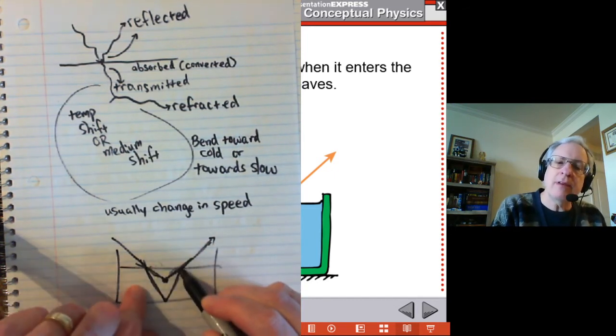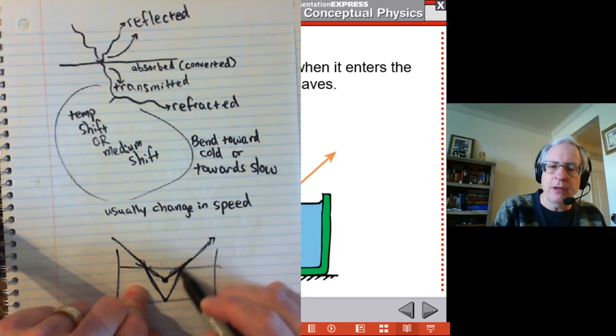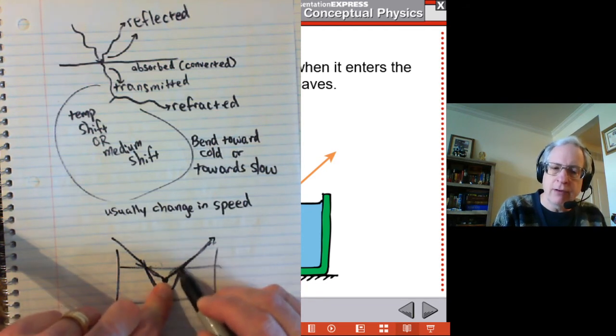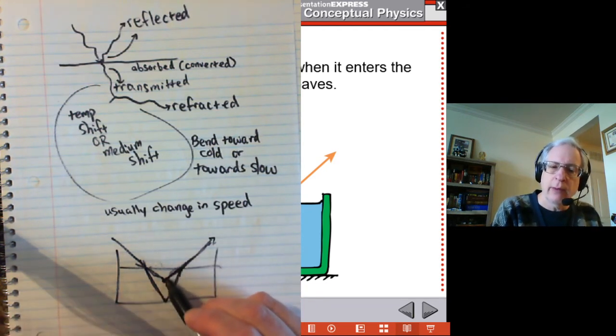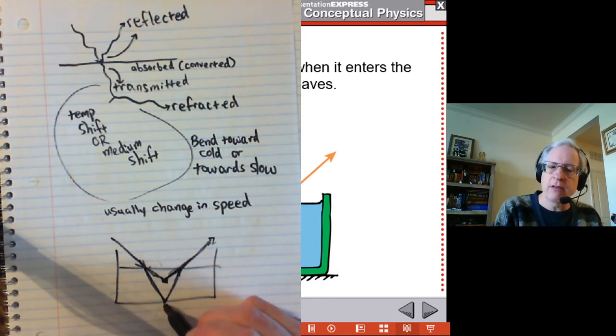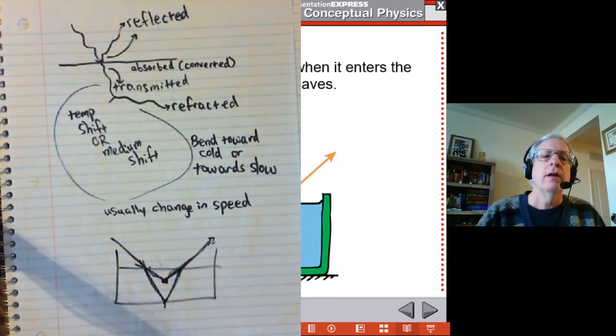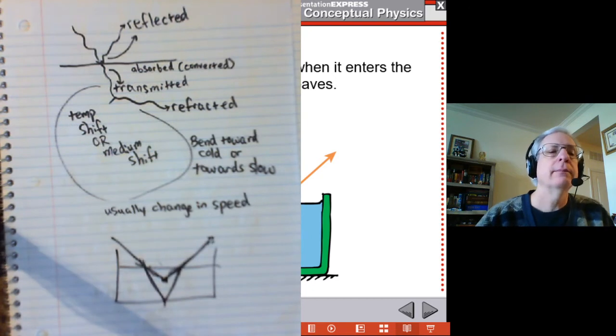But my mind doesn't know that bend happened. So my mind traces it back straight. So it looks shallow even though it's deep. There, I think that was better.